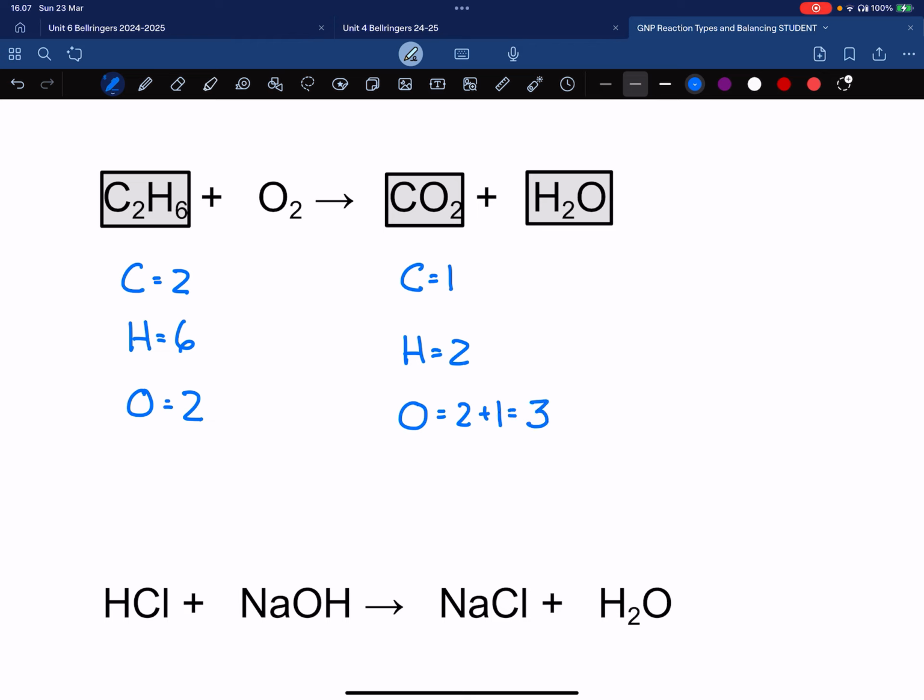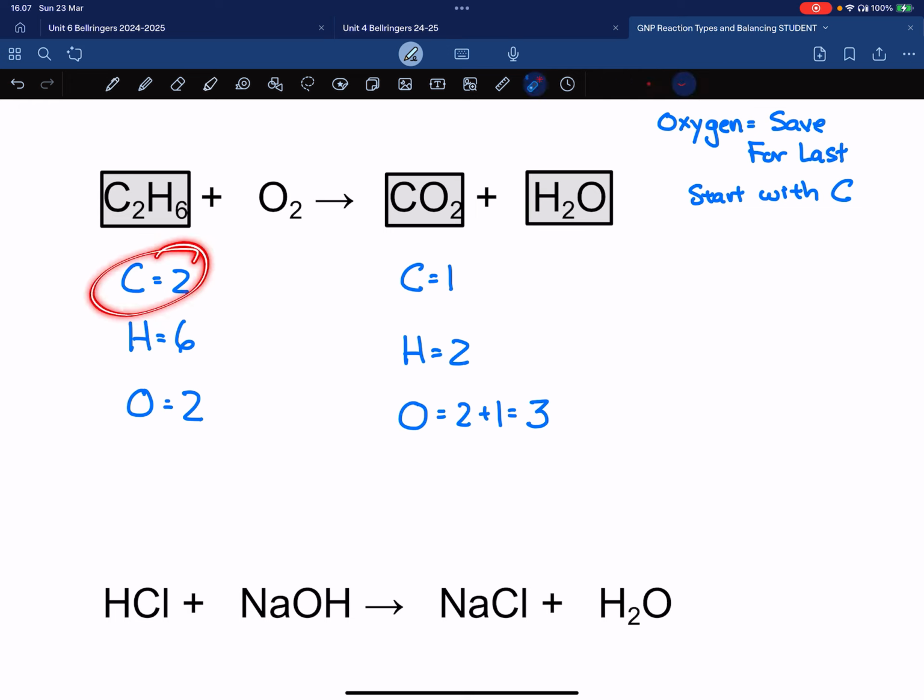Now, the main trick with combustions is you don't worry about oxygen until last, okay? Oxygen, you always save it for last. The other trick is usually to start with carbon. All right, so those are your 2 tricks for doing combustions.